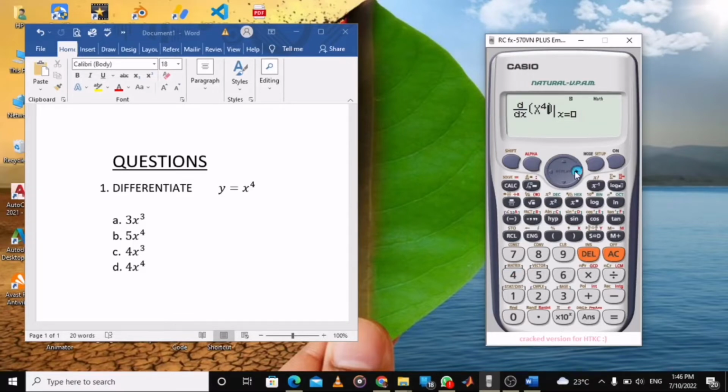Then I'm going to choose a value for x. The value I'm going to choose is 2. Then I press equal to. The answer that I had was 32. It means that when I put 2 into the correct answer given to me, I should get 32. So I keep these two values: x is 2 and the answer I had was 32. Then you go back.